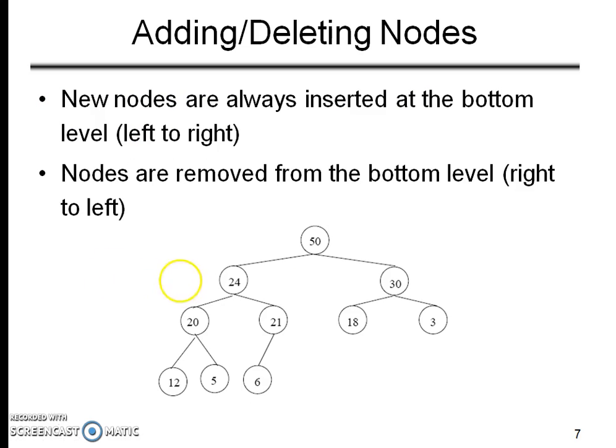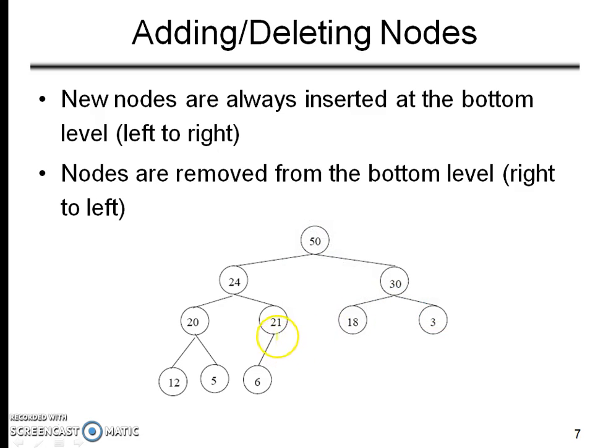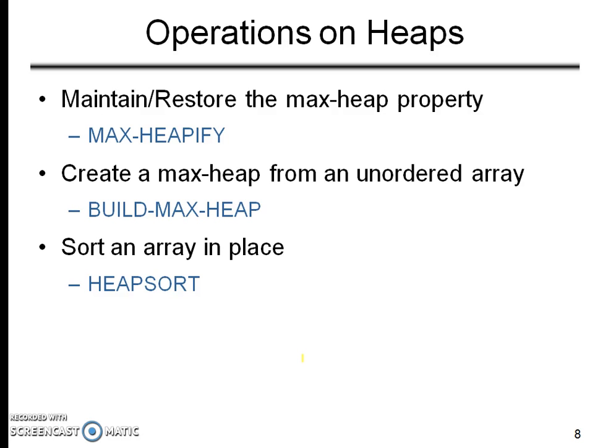A new node is inserted at the rightmost position and deleted starting from right to left. For heap sort, we require these three operations: maintaining the max heap property, building a max heap, and then finally using these two for heap sort.